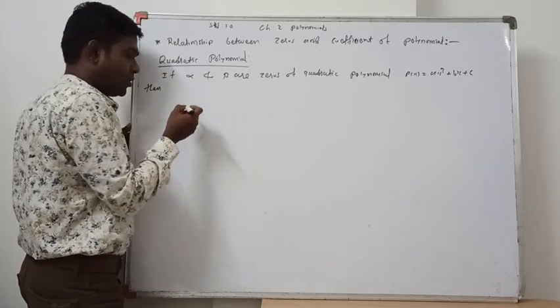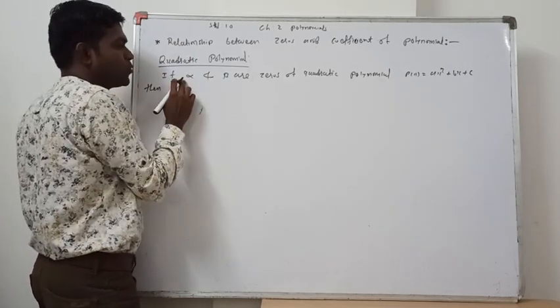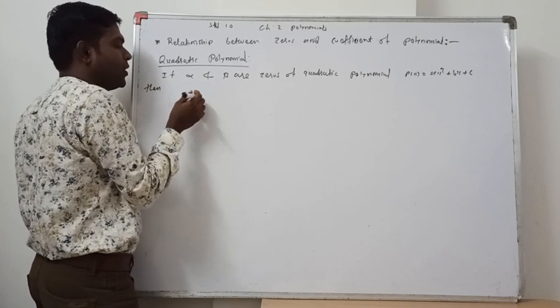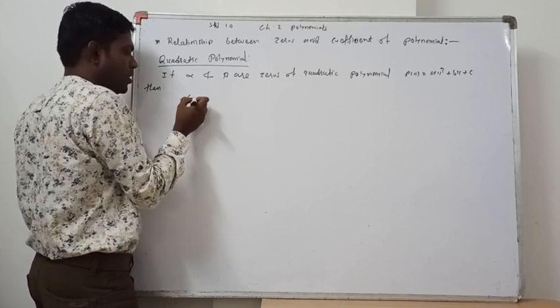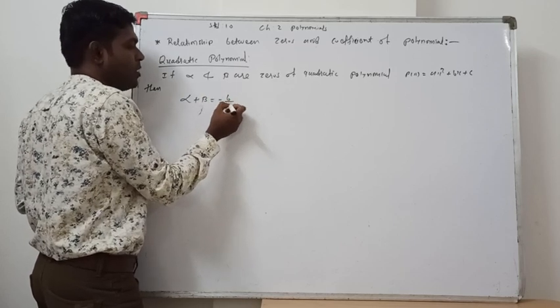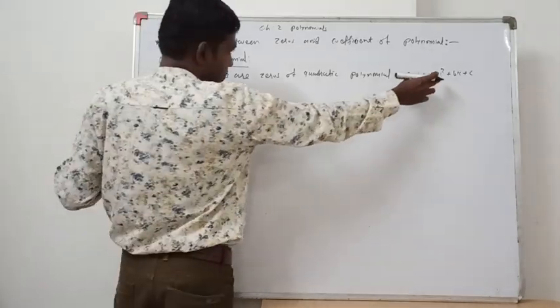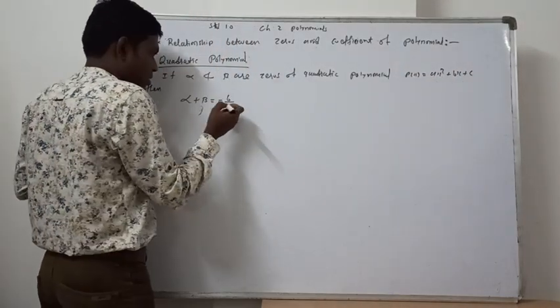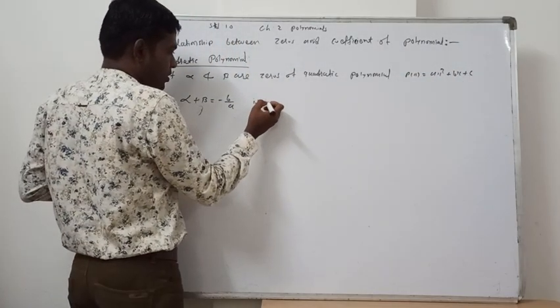The relationship is what? The sum of zeros. Sum of zeros means what? Over here the zeros are what? Alpha and beta. The sum of zeros means alpha plus beta is equal to minus b by a. Minus b by a.